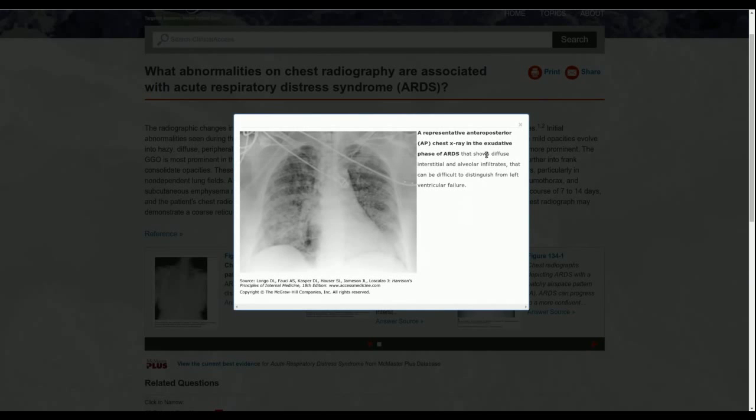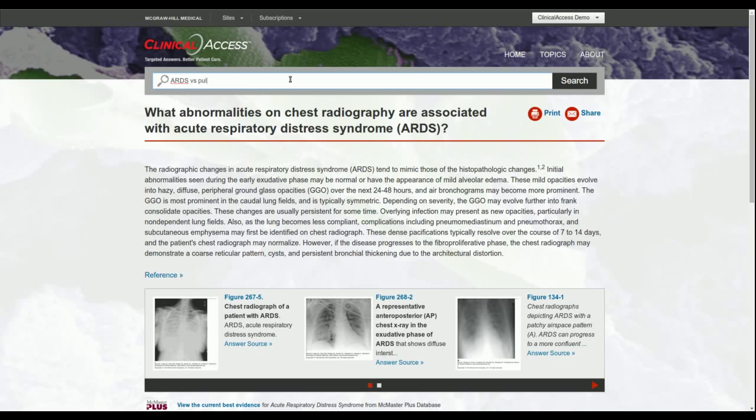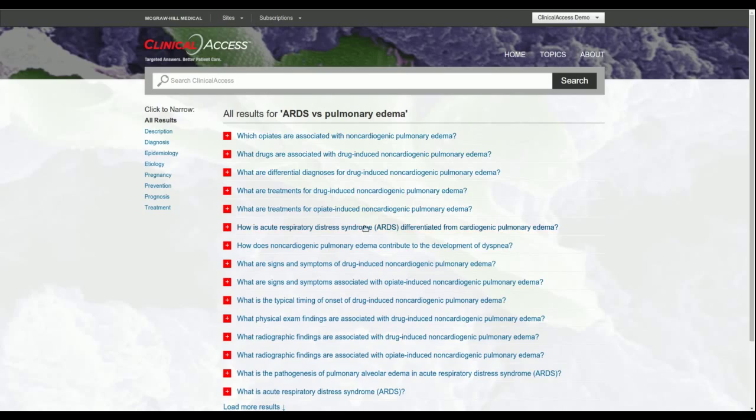The patient's x-ray looks to be consistent with ARDS, and the patient meets the criteria that you read about on ClinicalAccess. You must be certain that this is ARDS and not cardiogenic pulmonary edema. How do you know? You ask ClinicalAccess, of course, and confirm what you see in the labs and imaging.